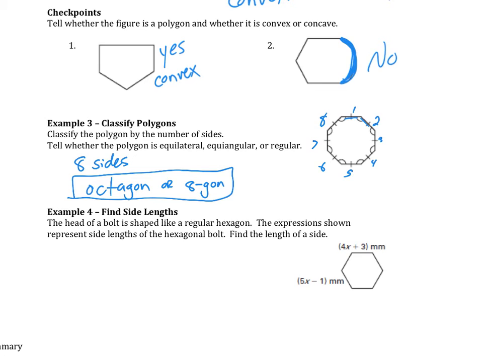And then we gotta look. Is it equilateral, meaning are all the sides equal or congruent? So all these marks here mean that all the sides are congruent. And if you look, all these arcs that I'm gonna put in red, those red arcs mean all the angles are congruent. So it's equilateral and it's equiangular. That means that it's regular.